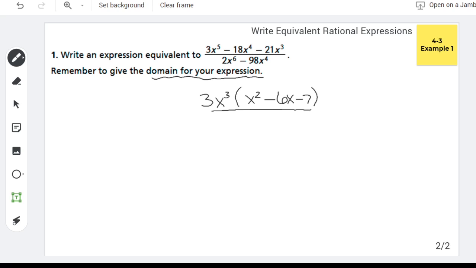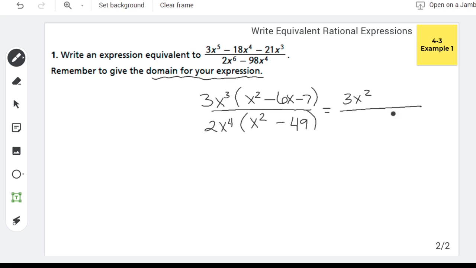Alright, so now we're going to factor the denominator of our expression. Both these numbers are even, so I'm going to divide out a 2. And my lowest exponent between these is x to the 4th. And so my expression in here, 2x to the 6th divided by 2x to the 4th is x squared. 98 divided by 2 is 49. And then x to the 4th would cancel. Alrighty, and then we have one more step of factoring, so we're not quite there yet.